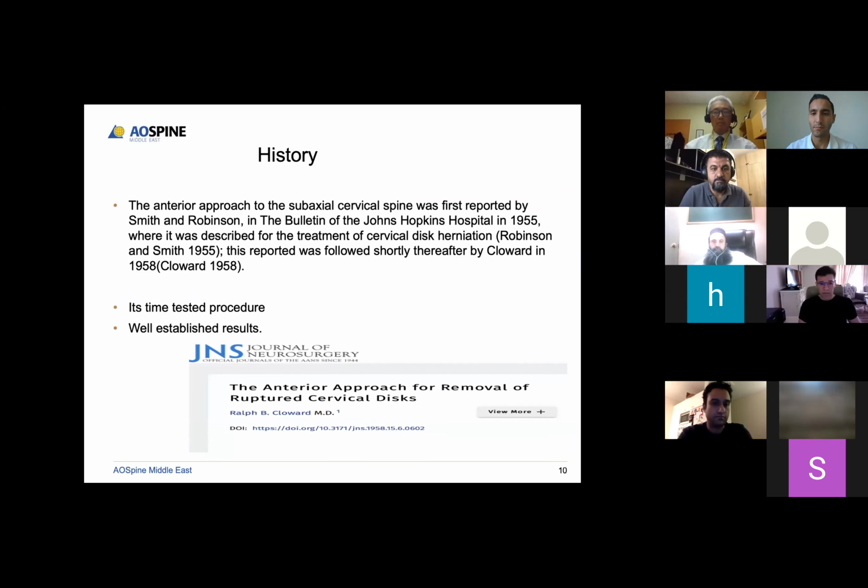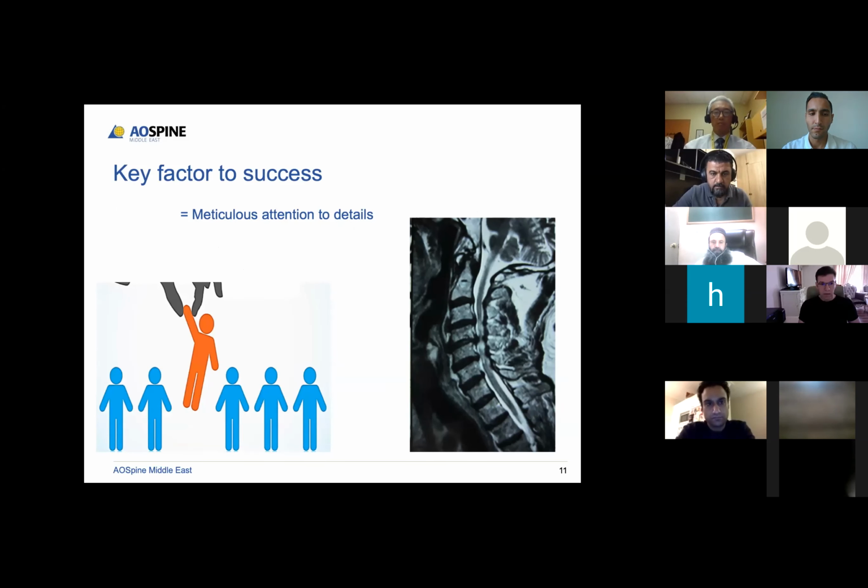Back to the history of ACDF. Actually, it's a time-tested procedure. It started in 1955, where it was described by Robinson and Smith, and then followed by Cloward in 1958. So it carries well-established results during all these years, and rarely nowadays can you find a procedure that lasts for so many years with very minimal complications and good results.